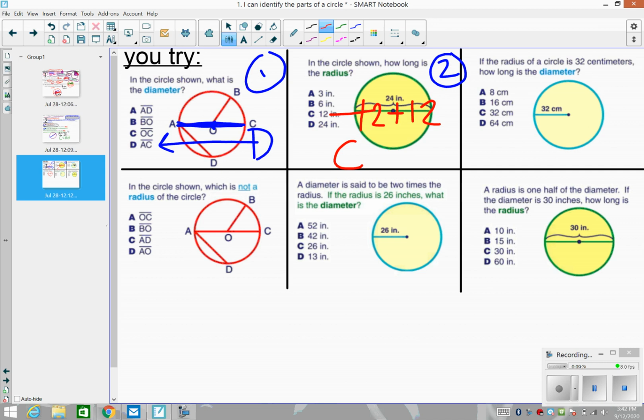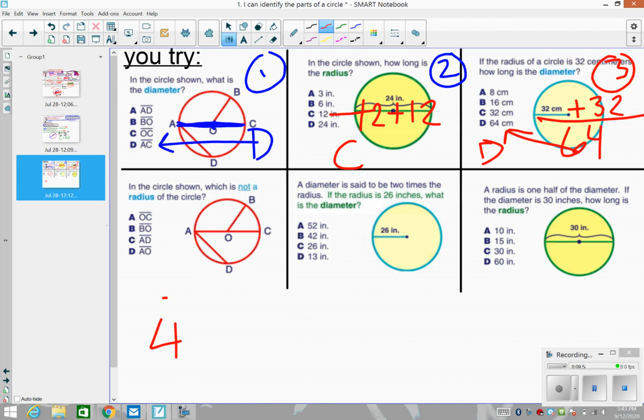We have 4 left and we're out of here for today. Next problem, if the radius of a circle is 32 centimeters long, how long is the diameter? Well, 32 plus another 32 is 64, so the diameter would be D, 64. Boom. That's question 3.